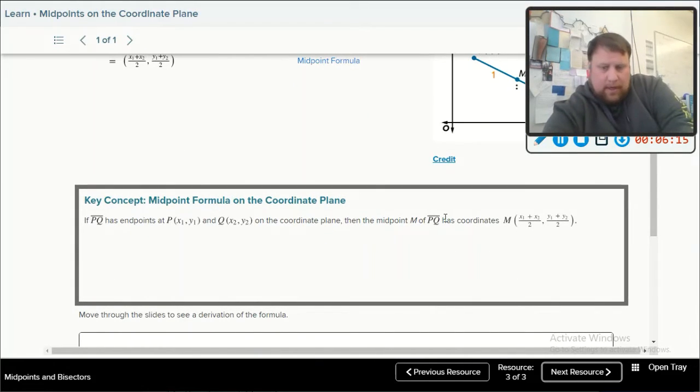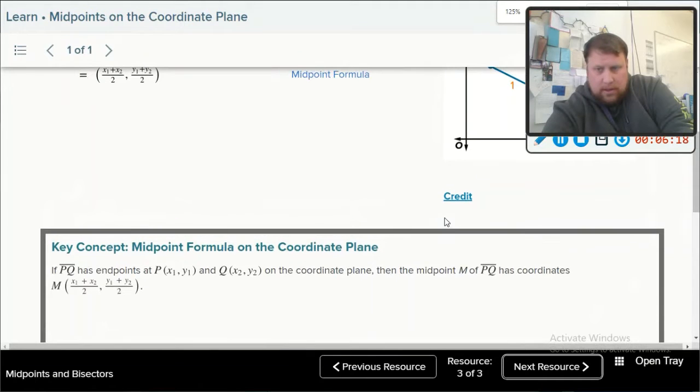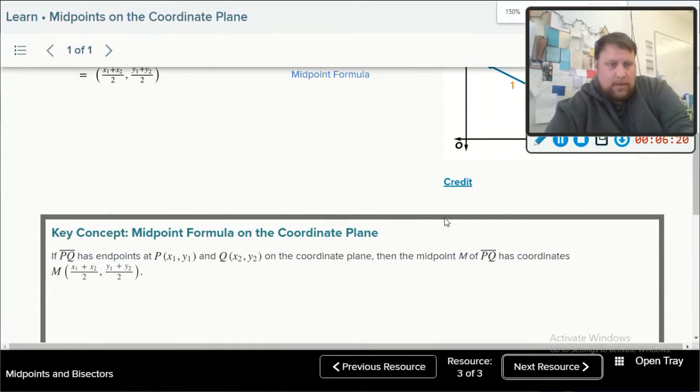Control plus again. That's a little bit easier to see.